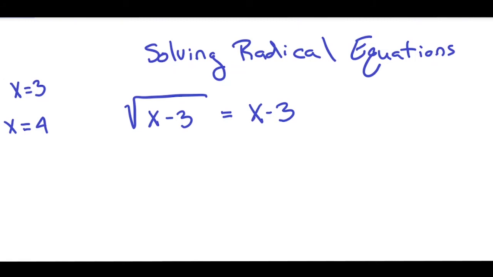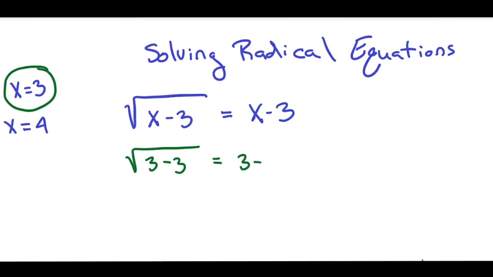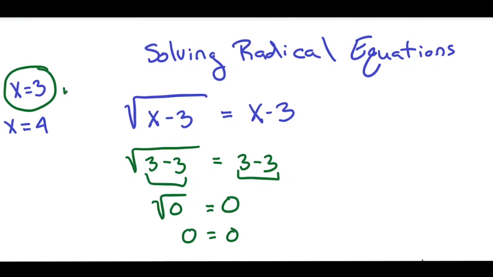So we're going to check for extraneous solutions by plugging both of the x values that we found into the equation to make sure that it still works. So first I will try x equals 3. So I will do the square root of 3 minus 3 because I substituted that x with a 3, and then 3 minus 3. Well, 3 minus 3 is 0, and the square root of 0 is equal to, well, 3 minus 3 is also 0, so that means 0 equals 0. So 3 is a solution.